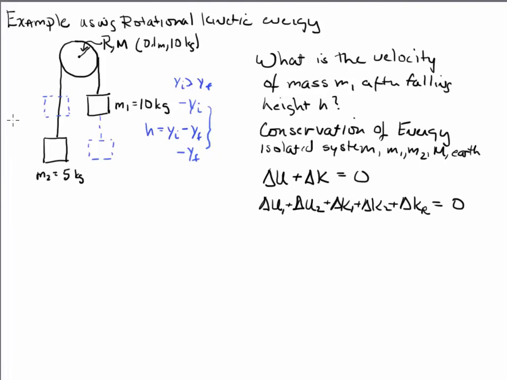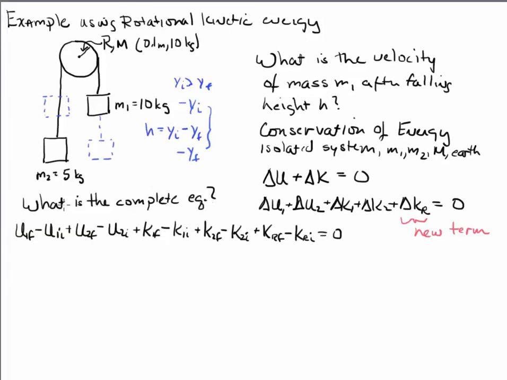We can flesh that out a little further because we have a change in potential energy from mass 1, a change in potential energy from mass 2, a change in kinetic energy of mass 1, a change in kinetic energy of mass 2, and a change in the rotational kinetic energy. And that is our new term. The rotational kinetic energy must be included in the total energy. What is the complete equation?